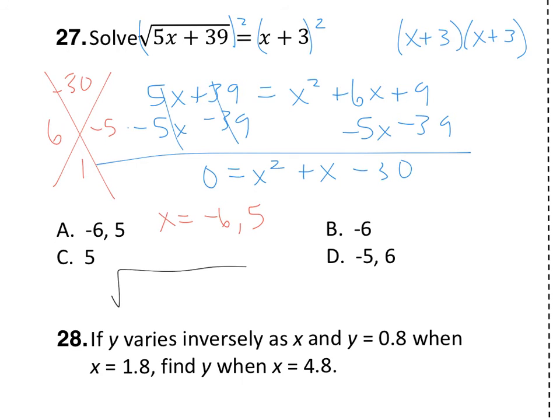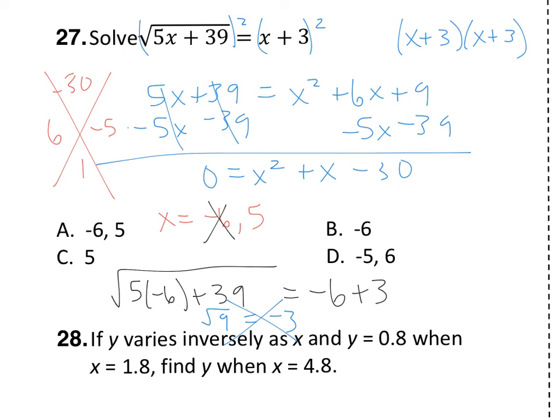And so the first one I'll plug in will be negative 6. So the square root of 5 times negative 6 plus 39 equals negative 6 plus 3. Well, 5 times negative 6 is negative 30. Negative 30 plus 39 is 9. So is the square root of 9 equal to negative 3? It is not, because the square root of numbers for radical equations can only equal positive answers. So I would cancel out.